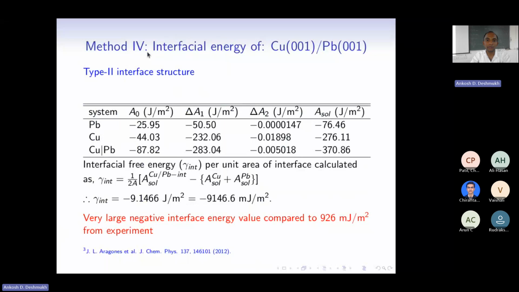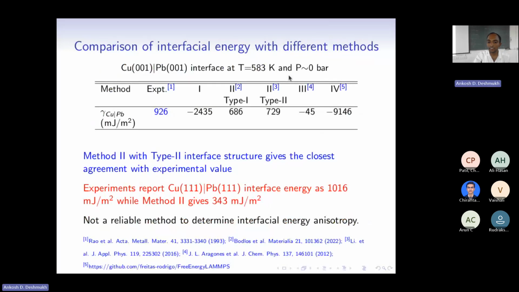Using this method, I have computed the free interfacial energy using the type 2 interface structure. It gives a negative value for the interface, but much larger, almost 10 times. So it is a very large negative value. But the experimental value is 926 millijoule per meter square for the same system orientation. So it is not a feasible method for this case.